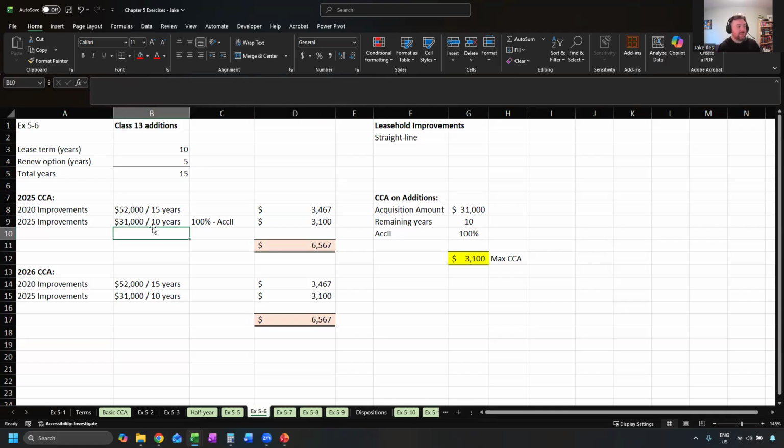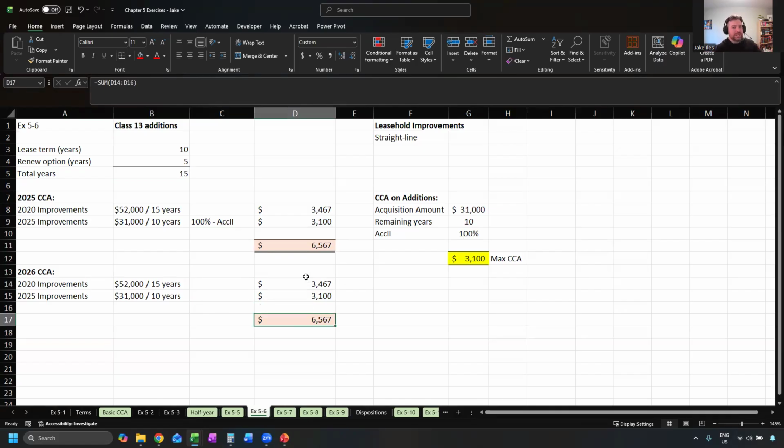So once you figure out that straight line amortization, we will take this number every year for the 52,000 until the end of the lease, and we'll take 3,100 every year until the end of the lease in 10 years. So next year, we've already established our CCA rates, so we'll take the same CCA.